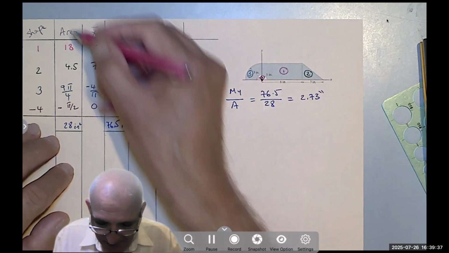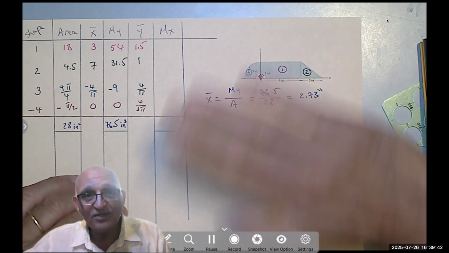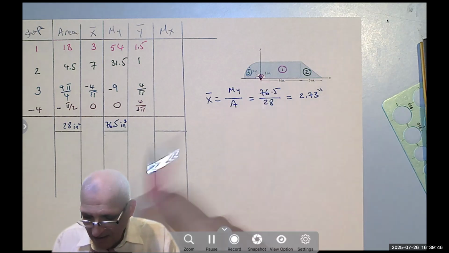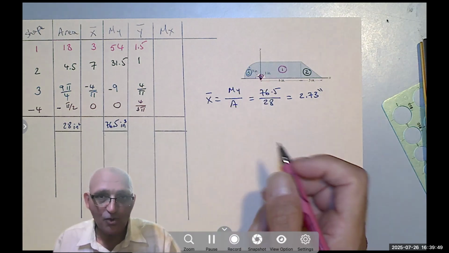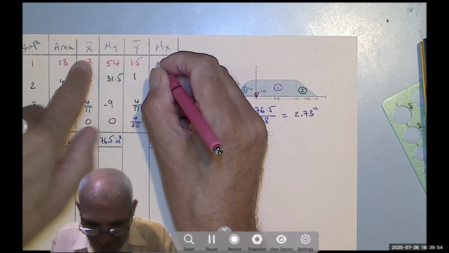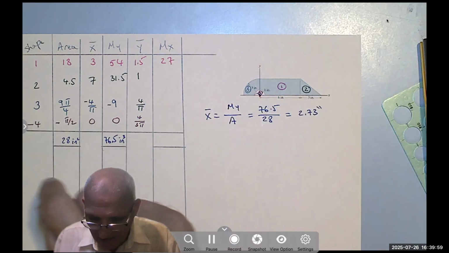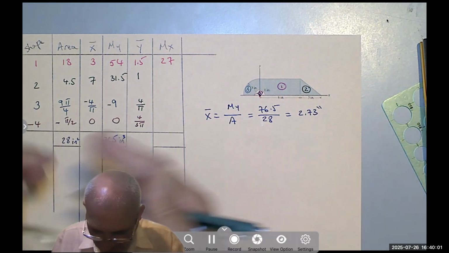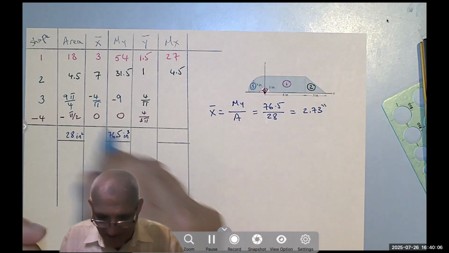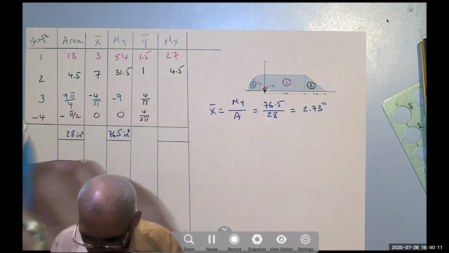Now, I'm going to multiply the area by the y bar to get the moment about the x. Notice that the moment about the x will give me the y centroid. 18 times 1.5 is 27. That's half of 18 times 3. So, half of 54 is 27. 4.5 times 1. I think I need a calculator for this one. And since this was a negative 9, that is a positive 9, right?